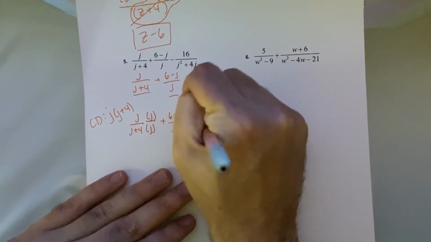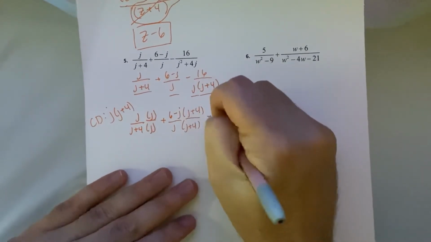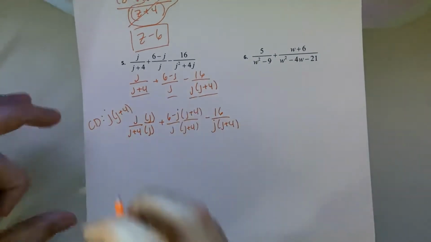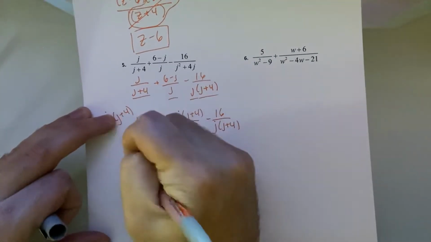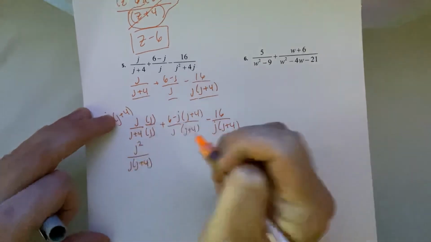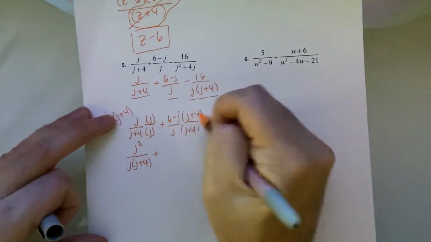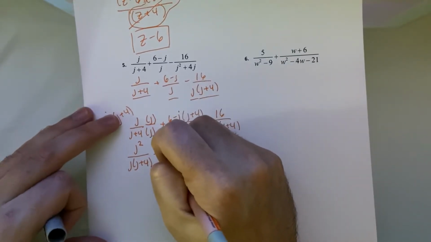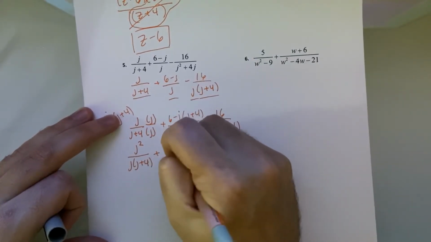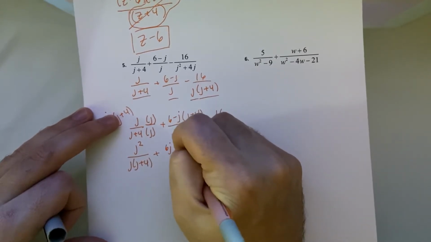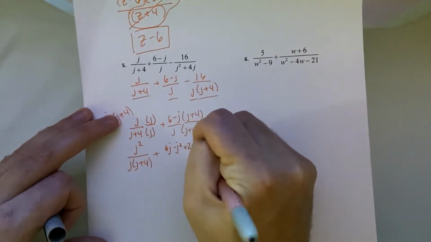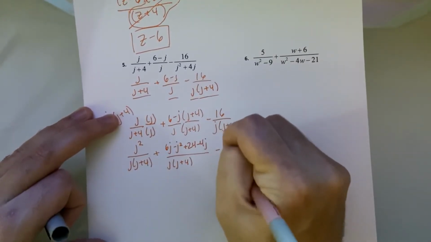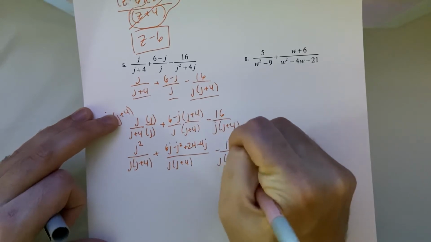And again, anything you do to the numerator, you also have to do to the denominator. The last one's not missing anything, so I leave it alone. So here I get j squared over j times j plus 4. This one I'm going to have to multiply. It looks like I've got 6j minus j squared plus 24 minus 4j all over j times j plus 4, and I'll clean that up in a second. Minus 16 over j times j plus 4.